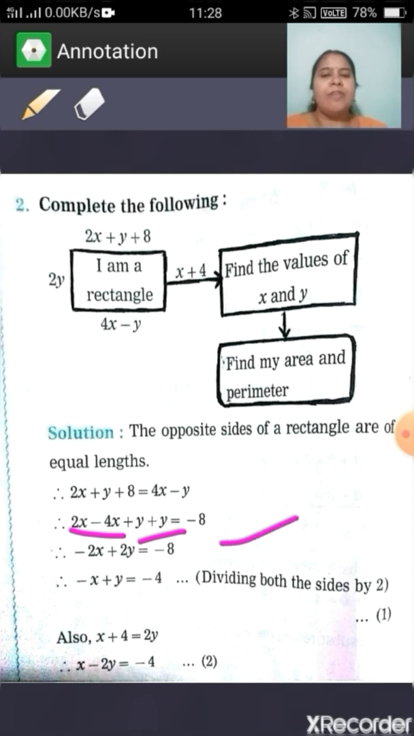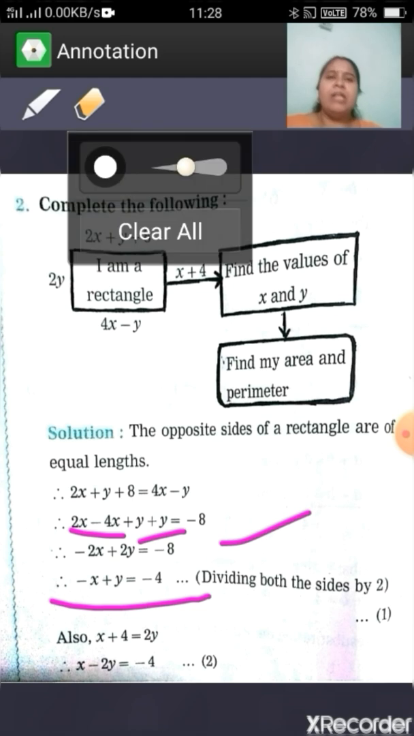Now in this equation, as you can see, we can reduce this equation by dividing throughout by 2. So our next step will be dividing both the sides by 2. So we get minus x plus y is equal to minus 4. This will be our first equation.